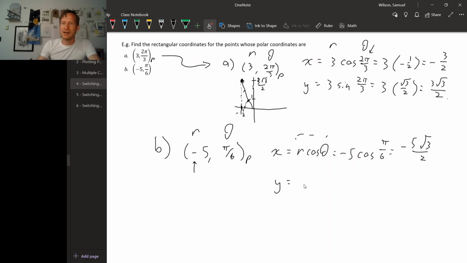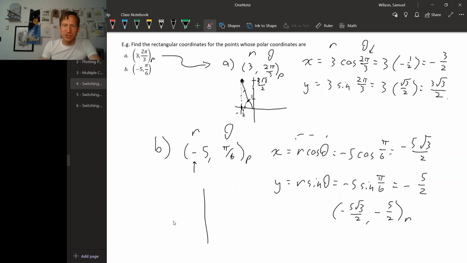And y is r sine theta. Again, the fact that r is negative doesn't matter. We can still use this formula. So negative 5 times sine of pi over 6. And sine of pi over 6 is a half, so minus 5 halves. Okay, so this means this point in rectangular coordinates should be negative 5 root 3 over 2, comma, negative 5 over 2. That's in rectangular coordinates.